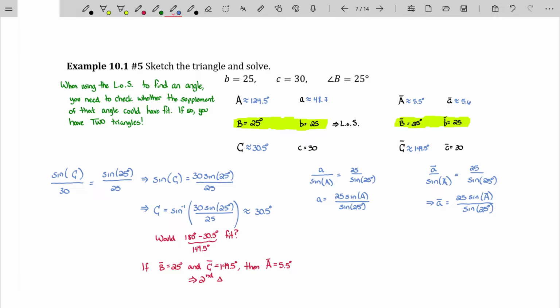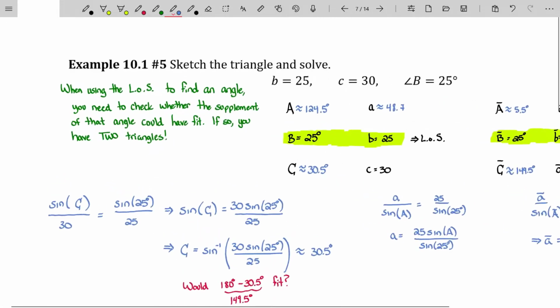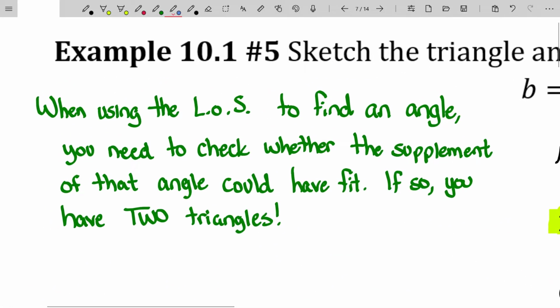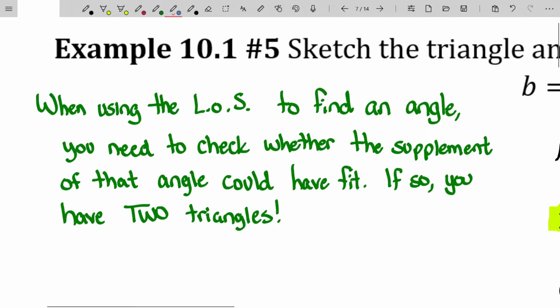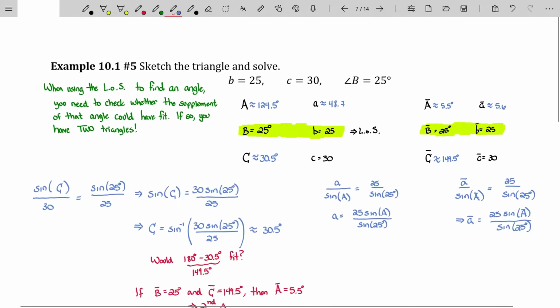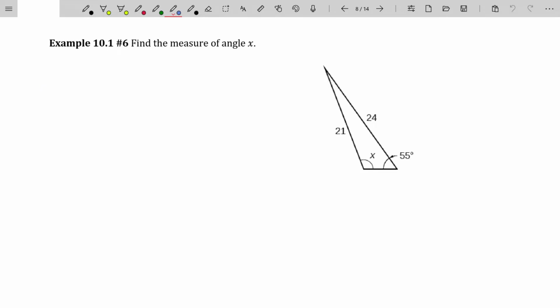There is one more problem in this video, and that's if you're given a triangle, but I just wanted to make sure that everybody was on the same page with this, and that you realize whenever you're using law of sines to find an angle, you need to check whether the supplement of that angle could have fit. If so, you have two triangles. All right, let's go to the next example here. And like I said, this is the last example. I just wanted one example that had something already pre-written.